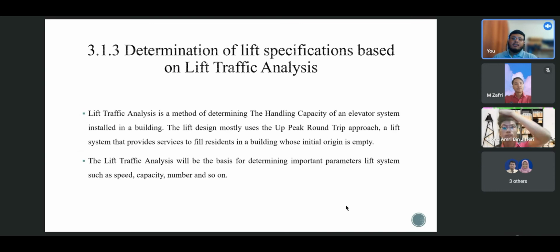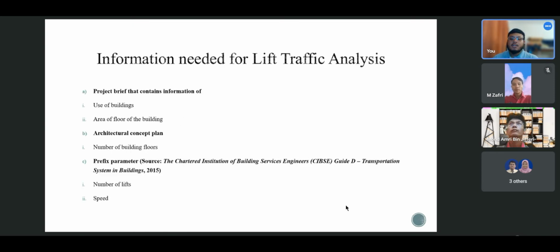Lastly, determination of lift specification based on lift traffic analysis. Lift traffic analysis is a method of determining the handling capacity of an elevator system installed in a building. The lift design mostly uses the up-peak round-trip approach, a lift system that provides services to feed residents in a building whose initial origin is empty. The lift traffic analysis will be the basis for determining important lift system parameters such as speed, capacity, number, and so on.